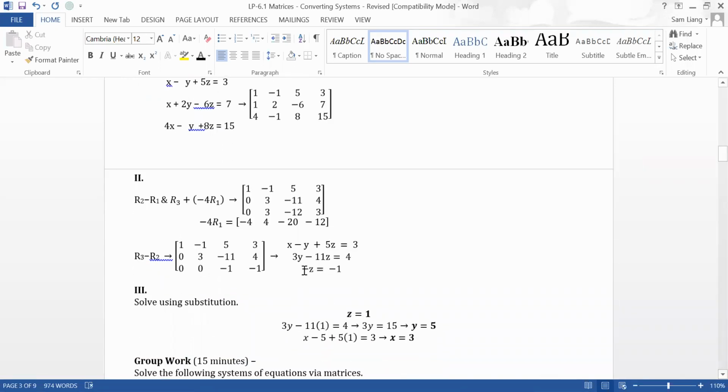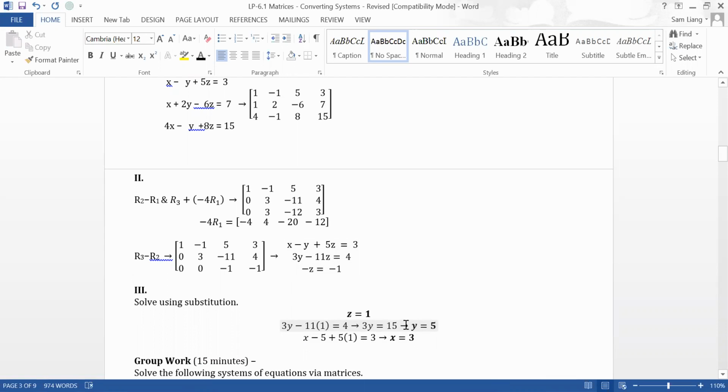So we have z equals 1, right, from the last equation. And then from the second equation, we can solve for y. So 3y minus 11 times z. In this case, we know that z is 1. So 3y minus 11 equals 4. And then solving, we add 11 to both sides. We get 3y is 15, and then y equals 5.